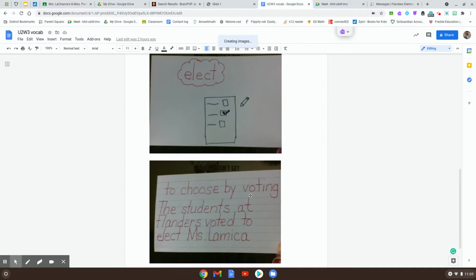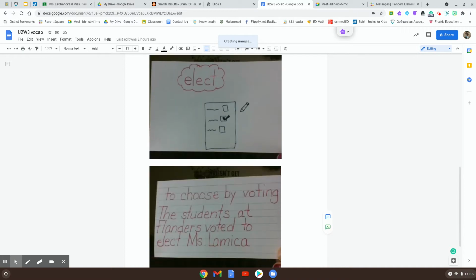So to choose by voting, and my example sentence is the students at Flanders voted to elect Miss Lamica. Now you can probably tell that Miss Lamica made this card. So they elected her, they voted for Miss Lamica to win.